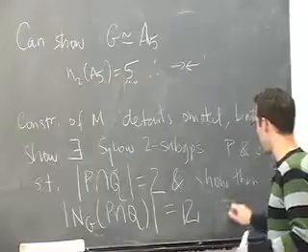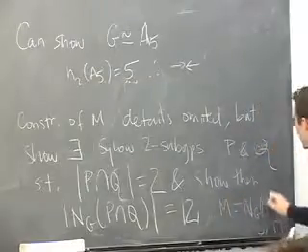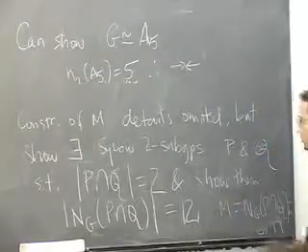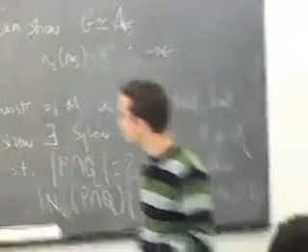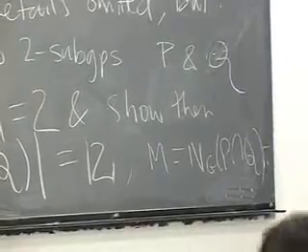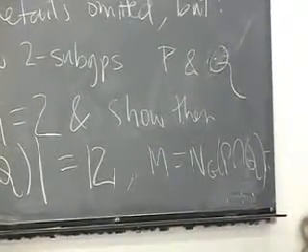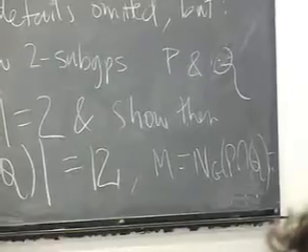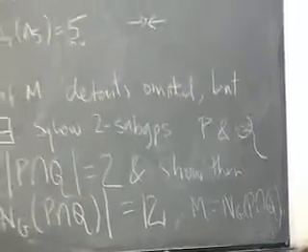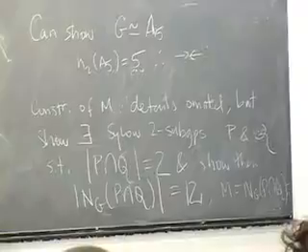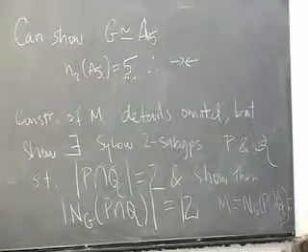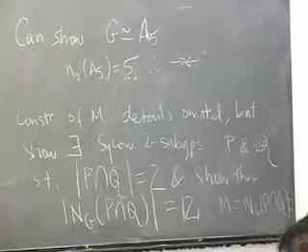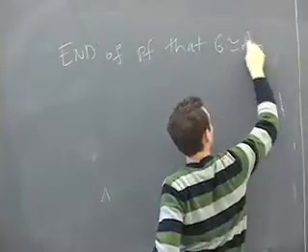So M is equal to the normalizer of P intersect Q in G. OK, so that's great. This shows completely that G is isomorphic to A5. So this finishes the proof that G is isomorphic to A5.